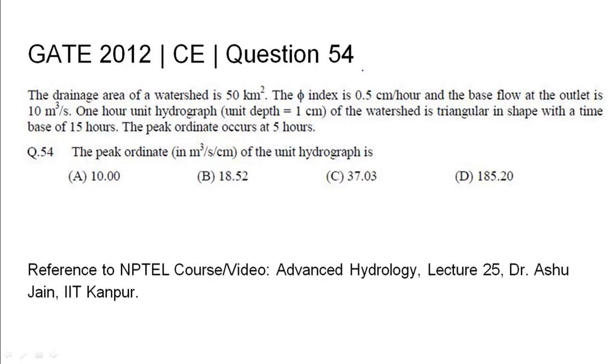GATE 2012 Civil Engineering Question 54. The drainage area of a watershed is 50 square kilometers. The phi-index is 0.5 cm per hour and the base flow at the outlet is 10 meter cube per second.